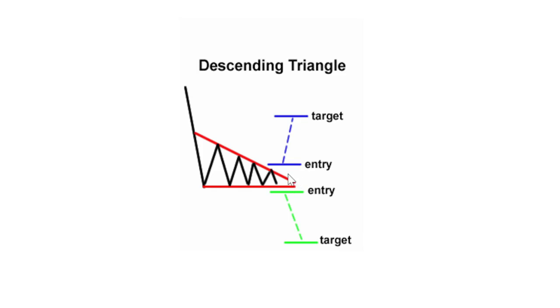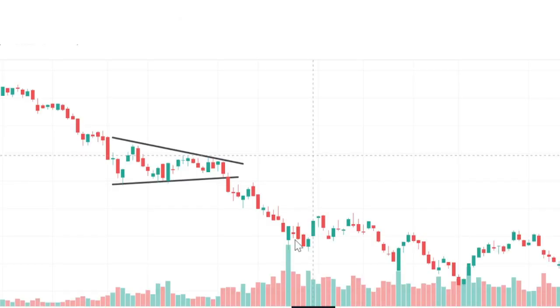So your entry can be here, just above this candle, this pennant here, this triangle. And our target price again will be this distance from here to this trough, and will give us a projected target of about here. So let's see an example of a descending triangle. So here's an example of a descending triangle where the price was making a downward movement, and we see that the pattern was confirmed when this price closed below this line.